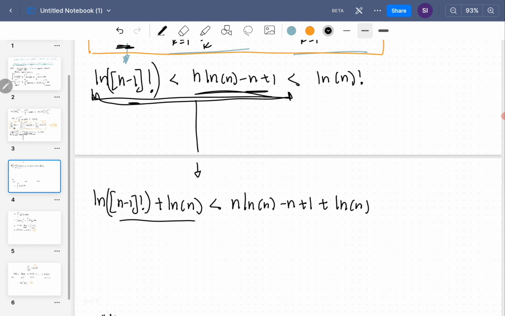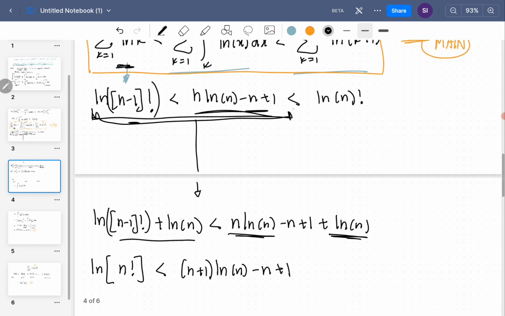This, once again, we discussed that formula that natural log of alpha plus natural log of beta is equal to natural log of alpha times beta. So if we do that, we get natural log of n minus 1 factorial times n. And that's basically just n factorial. So we can erase that and write n factorial is less than, let's take the natural log n out of both of these terms. So we get n plus 1 natural log of n minus n plus 1.